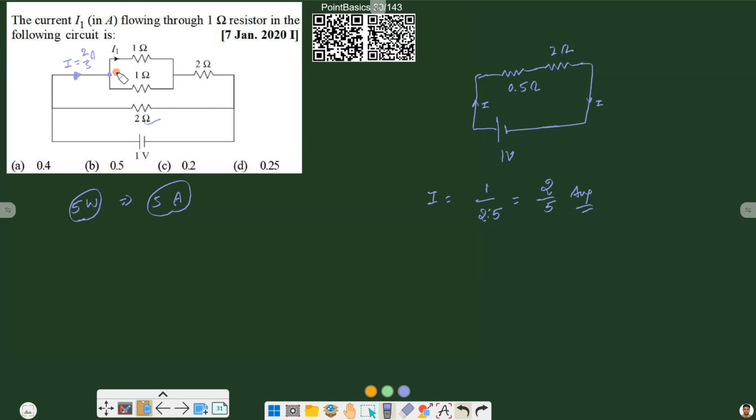Now when the current of 2 by 5 ampere reaches point A, it has to split into two parts. As both of the resistances in parallel are equal, it will split equally. So from the upper arm, current will flow 2 by 5 divided by 2. Oh, it will not be 4 by 5. The 2 gets cancelled, so it will be 1 by 5. And 1 by 5 is 0.2 ampere. So option C will be the right answer. Moving to the next question.